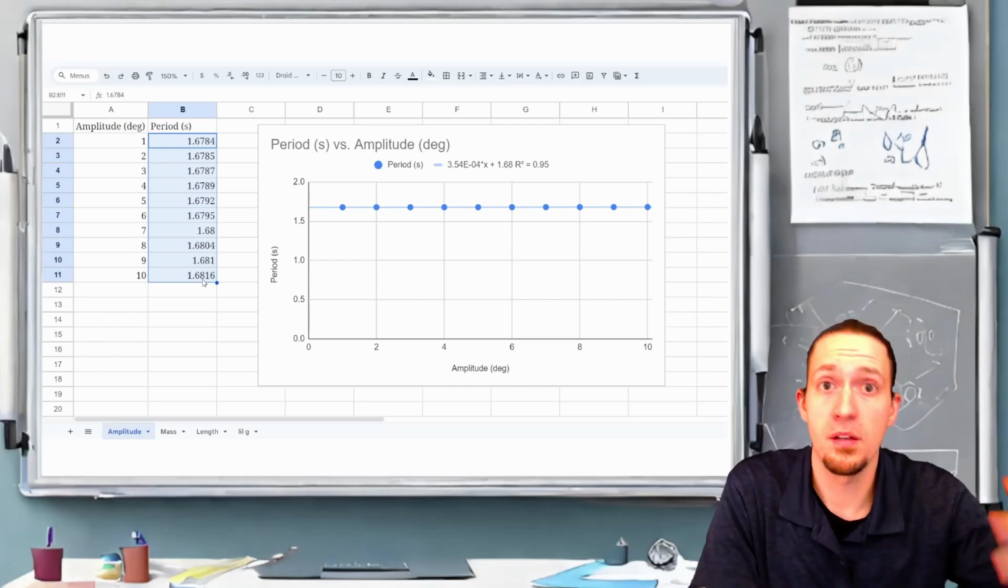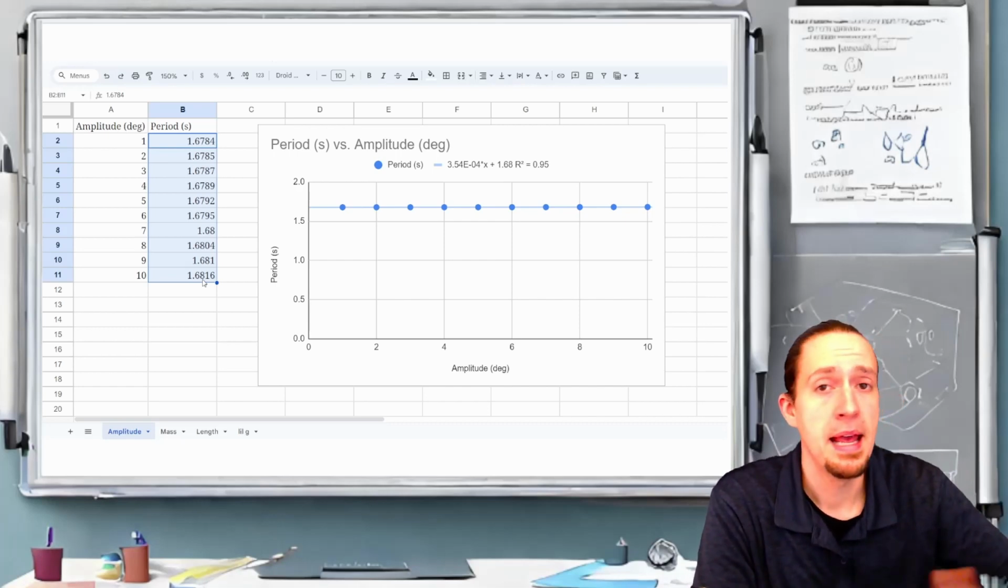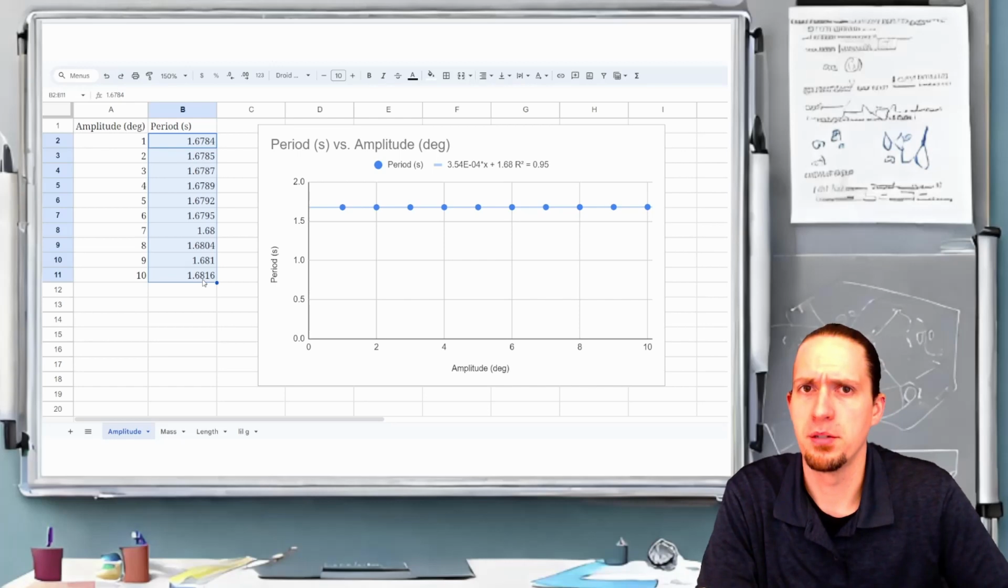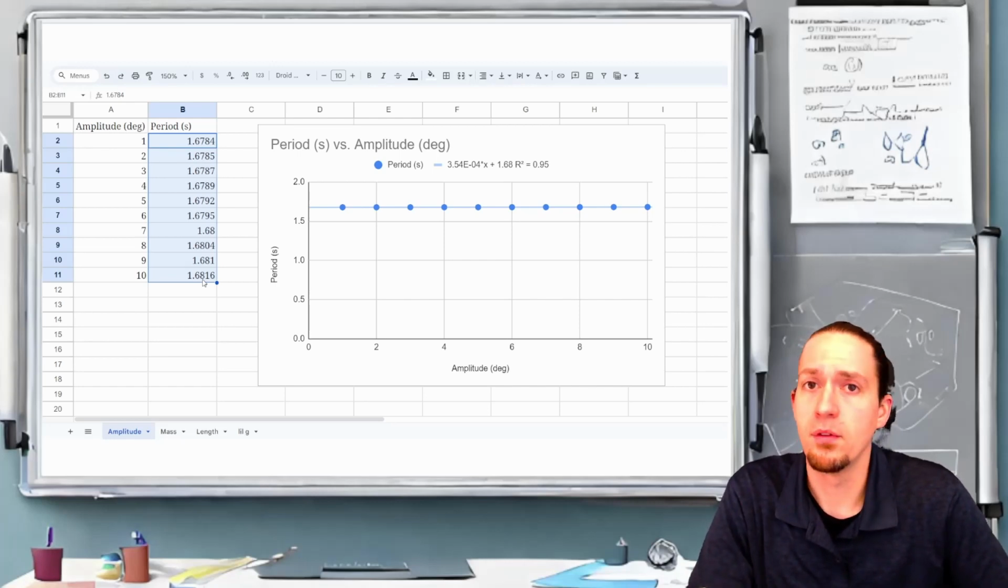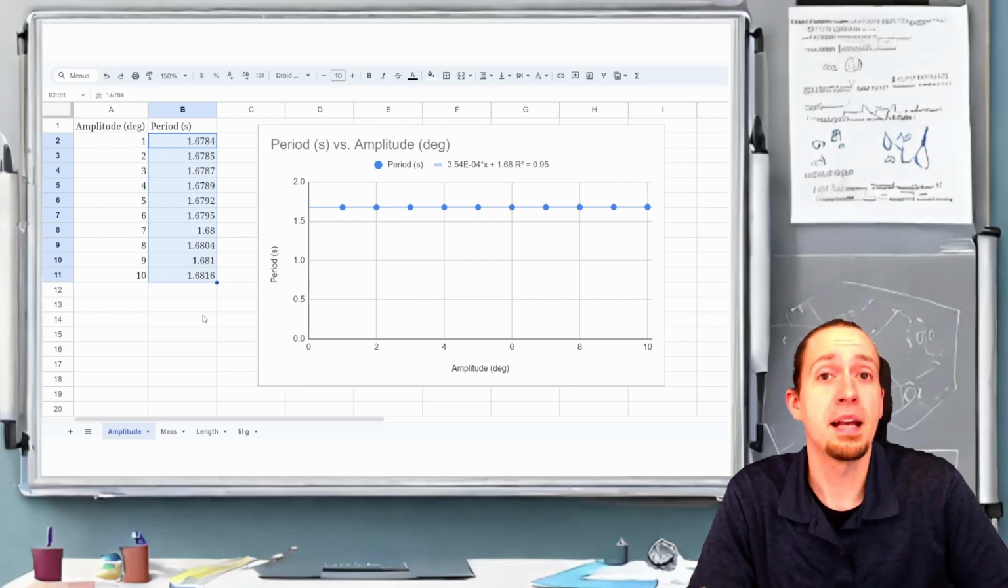If you keep going on this, eventually you will find a relationship. And for us, we're only really worried about a pendulum at a small angle anyway. We're kind of okay with this not affecting the period. Great. Next up is mass.